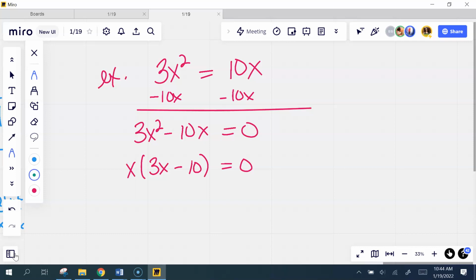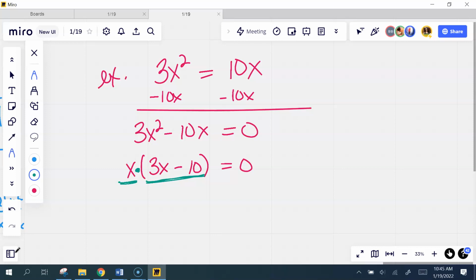Anybody else have any ideas? What's happening here with this x? You're multiplying. It looks to me like we have something times something else. Do you agree? So if I have two things multiplied together to give me 0, what has to happen? They have to equal 0. One or both of them has to equal 0.